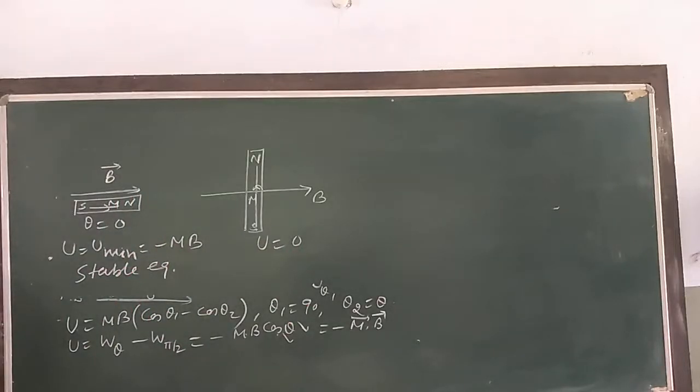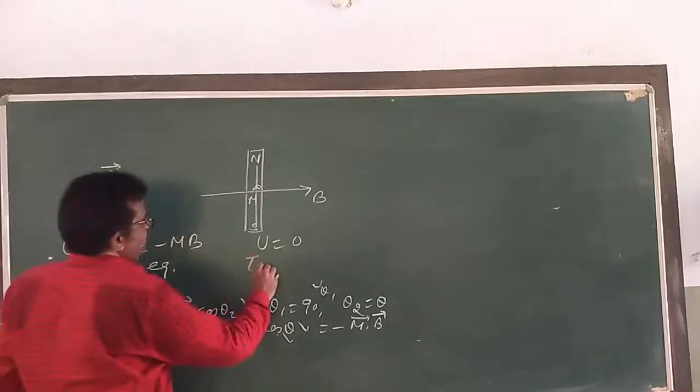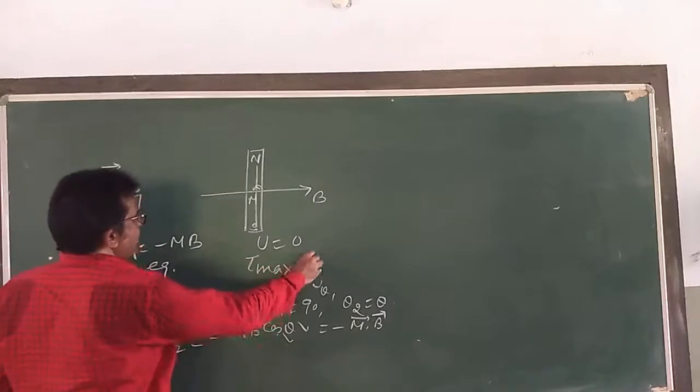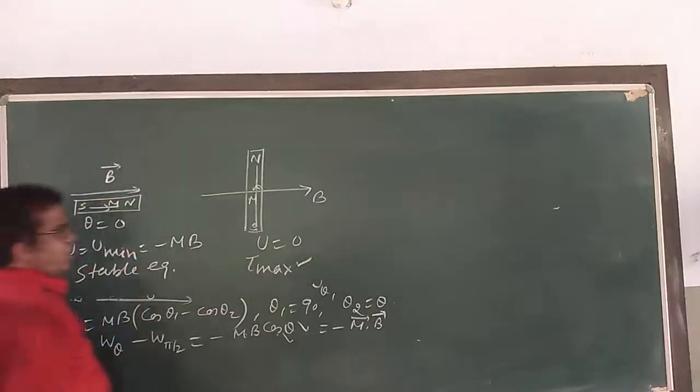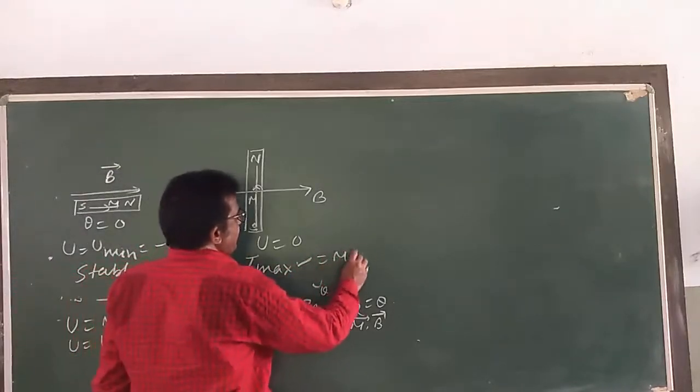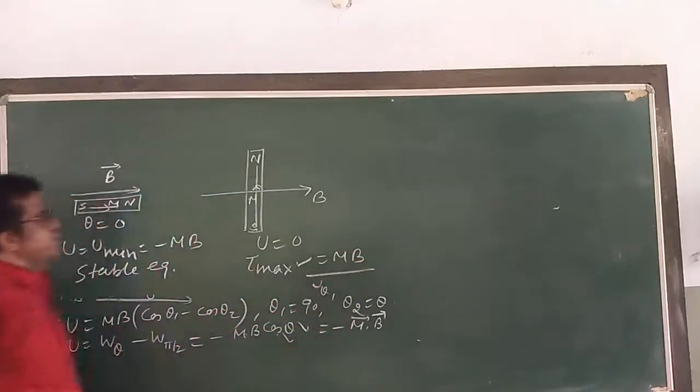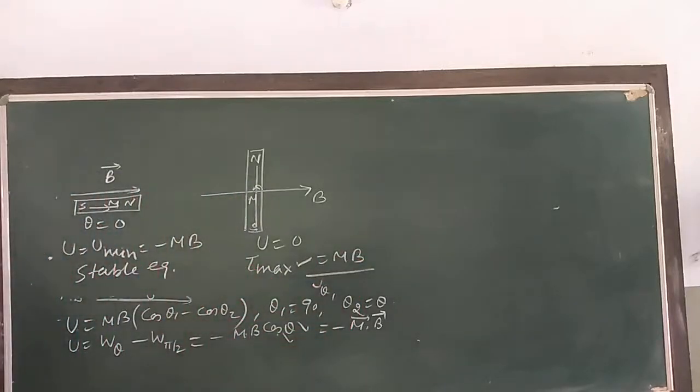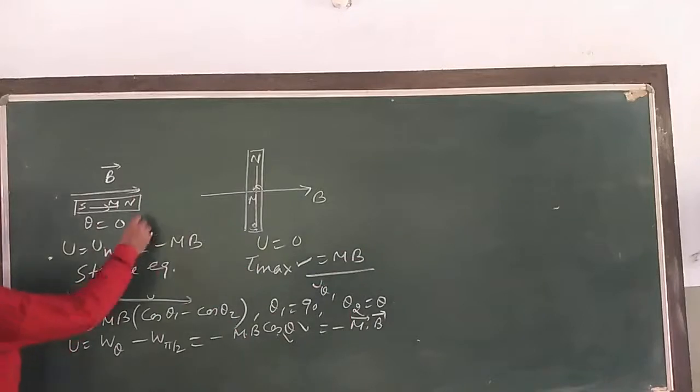At that time, we can write like this. U is 0, but torque is maximum. Torque is maximum at this time, and the formula for the torque is mb sin theta. Theta is 90 degrees. This is U equal to 0.